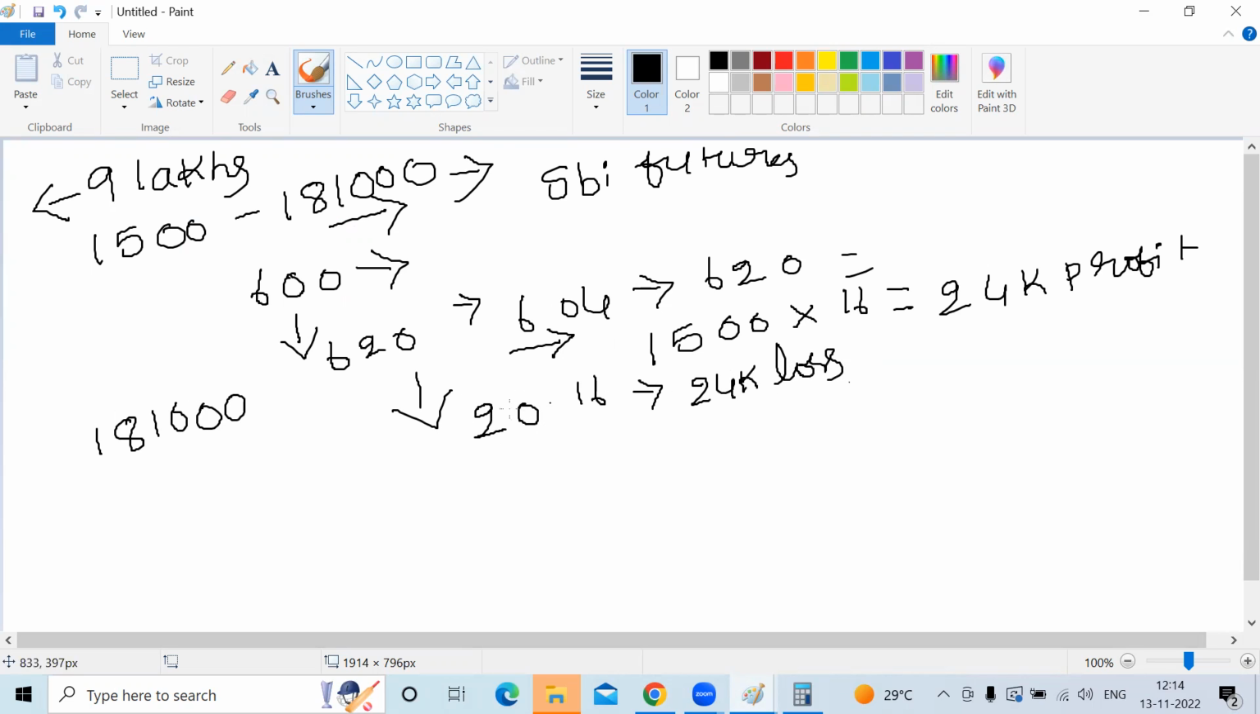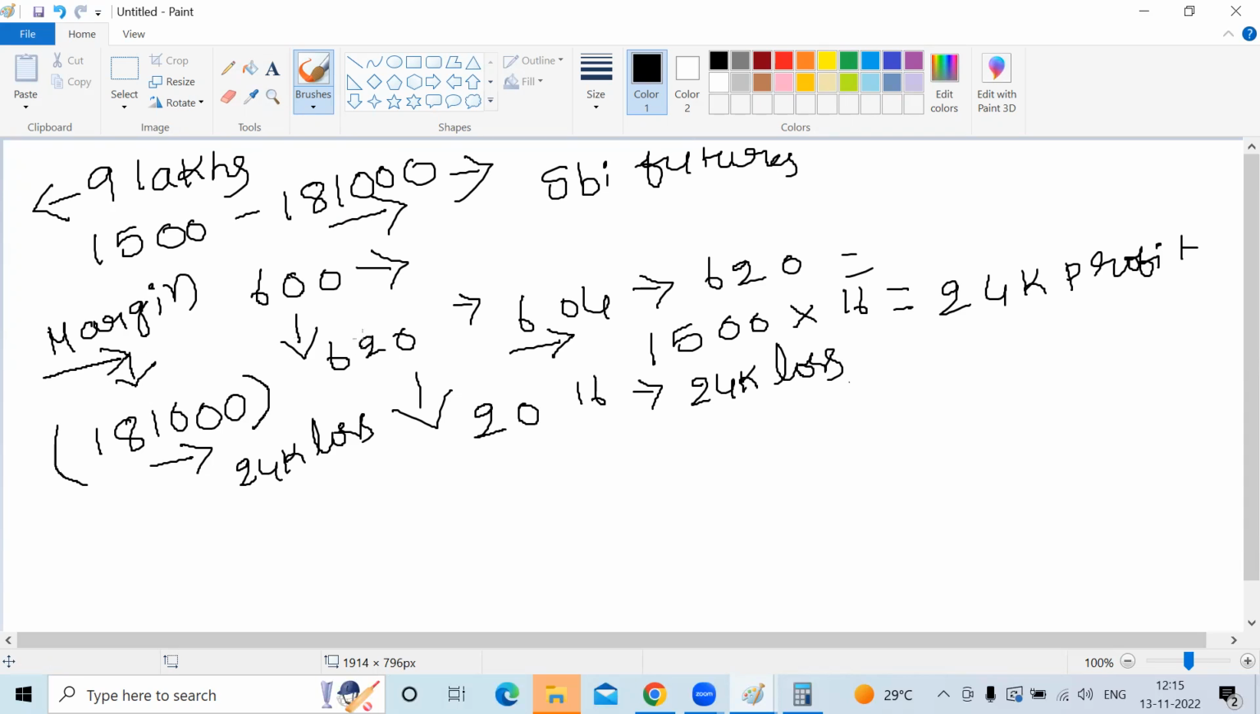Okay, then what happens? Do you know? You paid initially 1,81,000, right? That 24k loss will be taken from this amount. Okay, that is why they take this amount. Whenever you get some loss, they will take this amount from the margin. This is called a margin amount. That is why, whenever you want to enter any futures contract, you have to pay margin amount. Why do you need to pay margin amount?